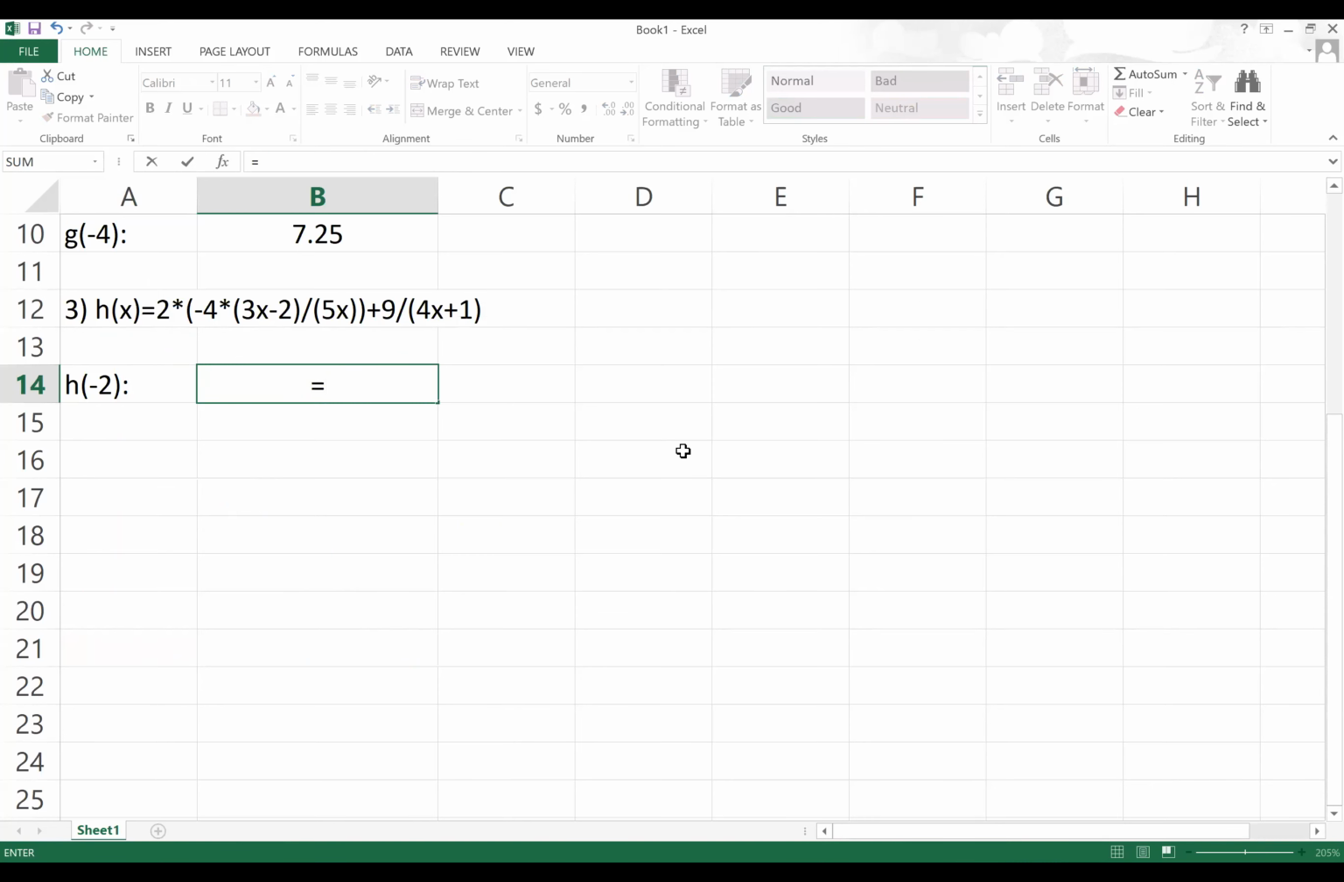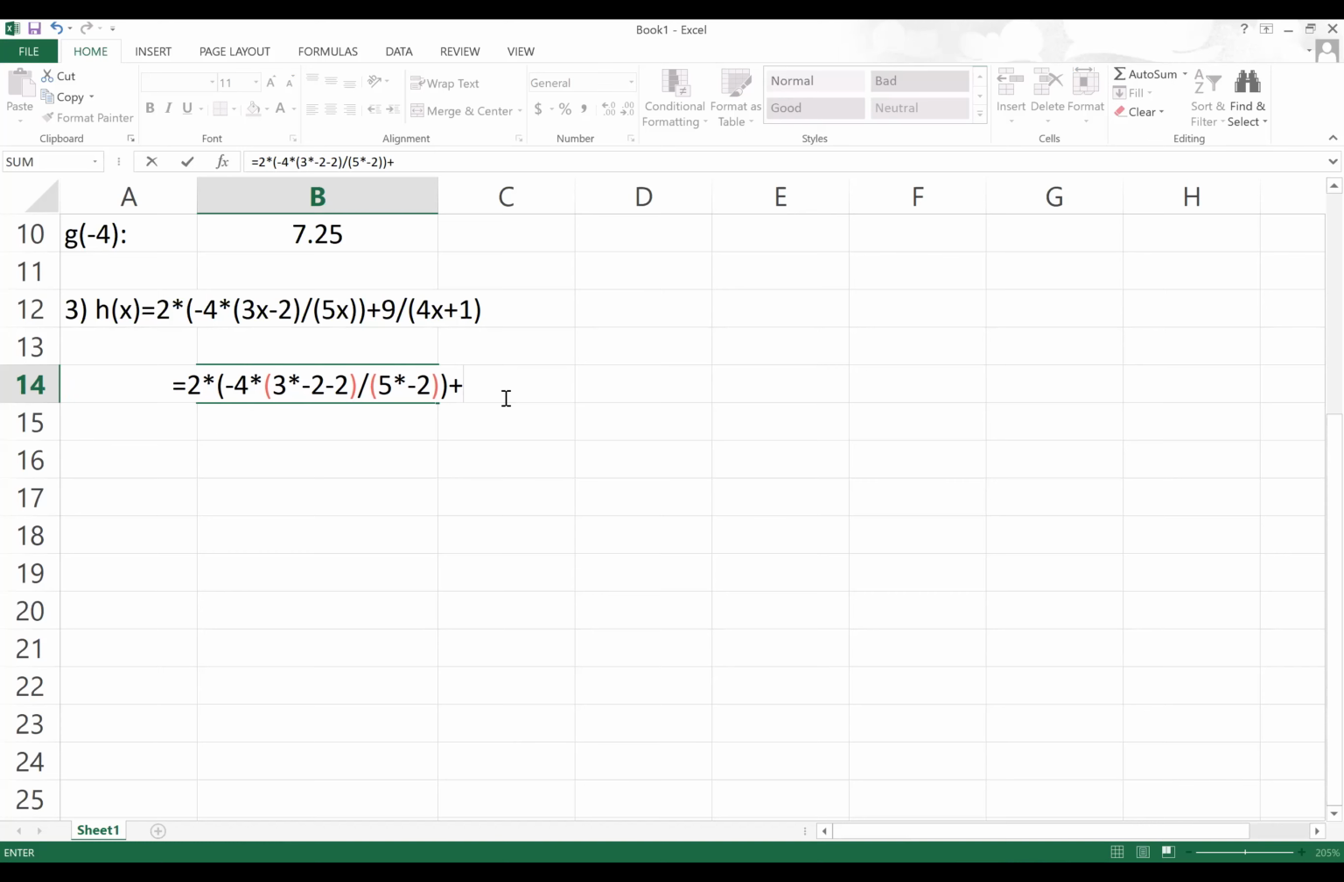Okay. So we start with the 2 times negative 4 times, and we get a 3 times, and the first value is negative 2, times negative 2, and then minus 2. And then dividing by, open parentheses, 5 times negative 2. Okay, close it. Now you see, this parentheses is closed by this parentheses. So this one is closed, and you see the black one is not closed yet. So we need to close that. That completes the first part.